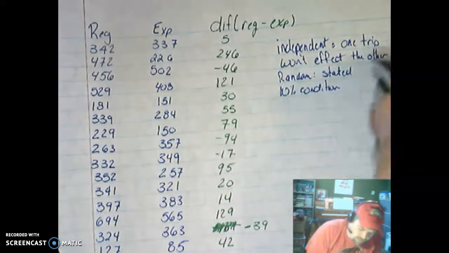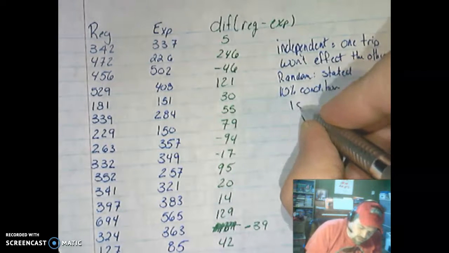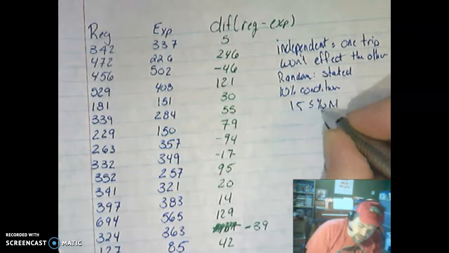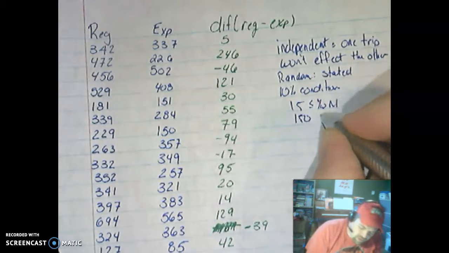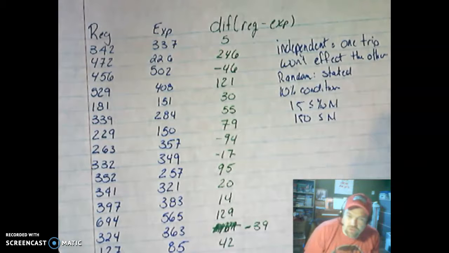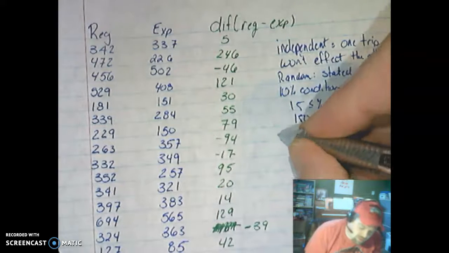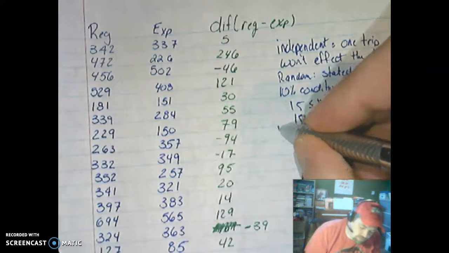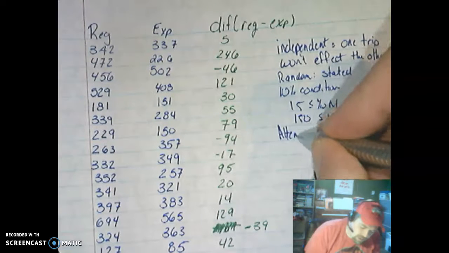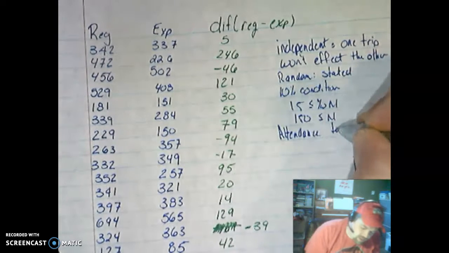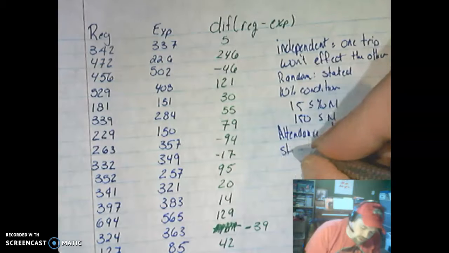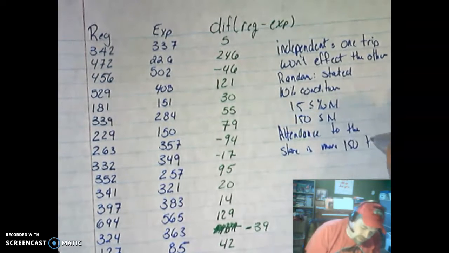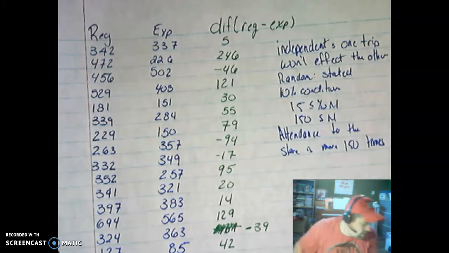So if we go to the store 15 times, is that going to be big enough for our population? So 150 times to the grocery store. I believe we're going to go to the store more than 150 times. Okay? So like attendance to the store is more than 150 times. Okay?